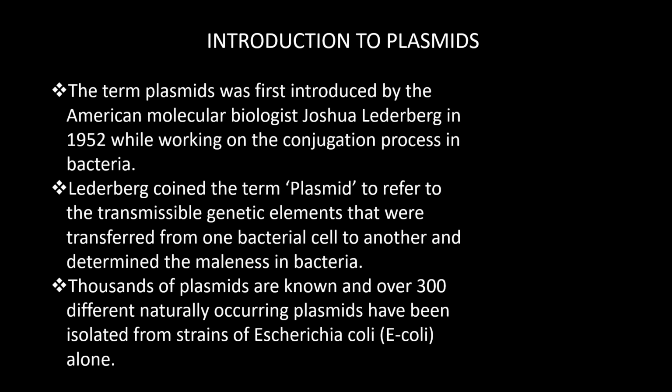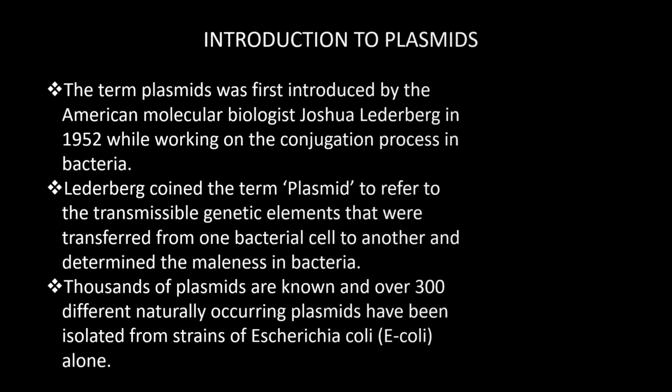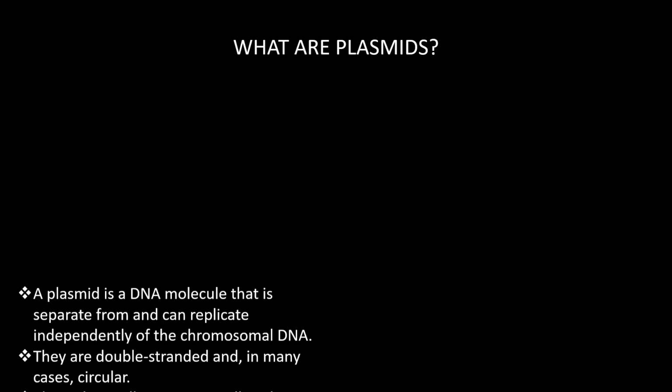Joshua Lederberg in 1952 coined the term plasmid while working on the conjugation process in bacteria. He used the term to refer to the transmissible genetic elements that were transferred from one bacterial cell to another and determined the virulence in bacteria. He found this in an E. coli bacteria. Now, what are plasmids?